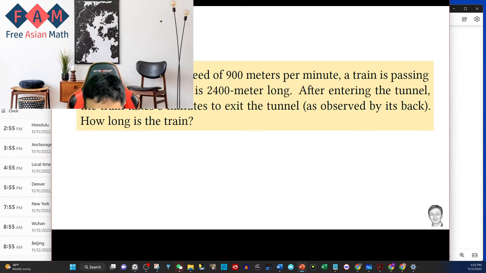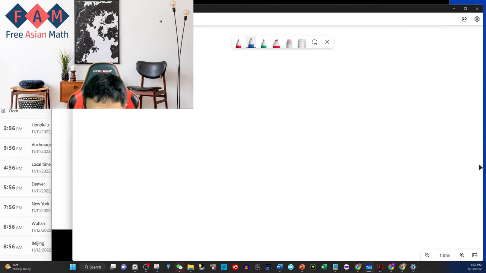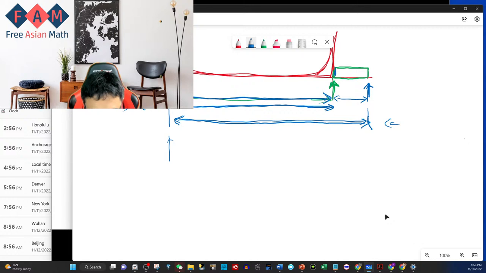After entering the tunnel, meaning that the front of the train is just at that moment entering the tunnel, to exit the tunnel. By exiting, we mean the end, the back of the train completely left the tunnel. It cannot be part of the train still in the tunnel. That's not exit. That's still during the exit. So in this case, clearly the model is what we just discussed here. Let's just imagine this is a tunnel instead of a bridge.